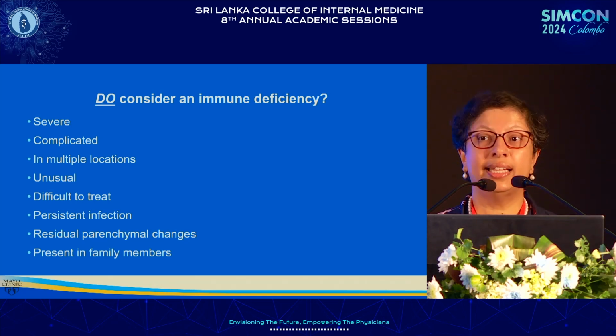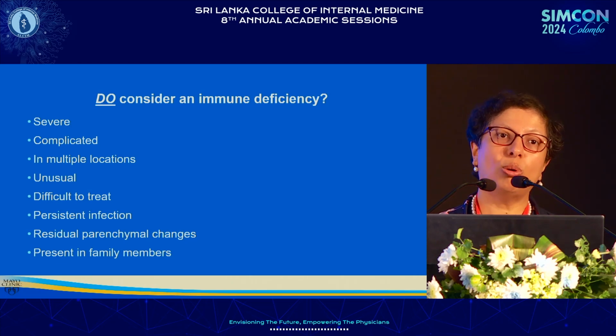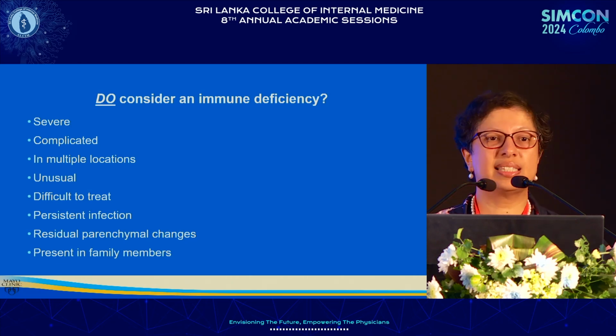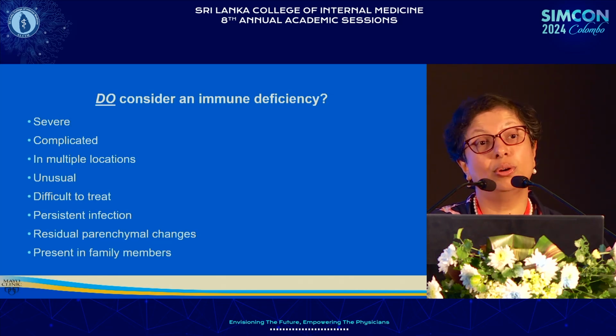And finally, if there's a family member who is also having recurrent infections, really unusual presentation, autoimmunity, warts difficult to control, warts in systemic areas.